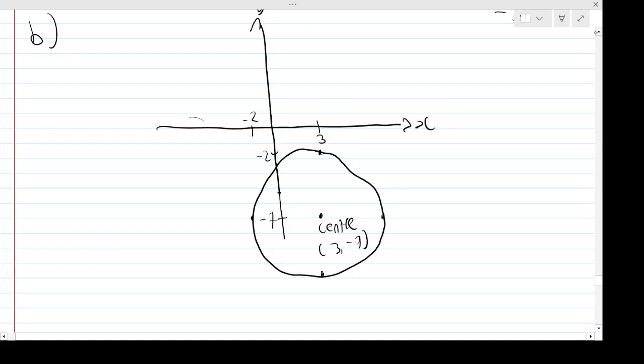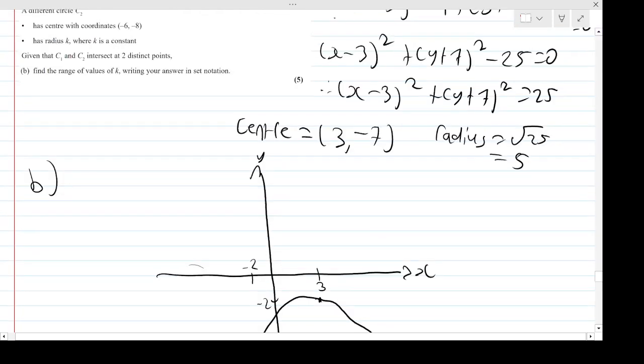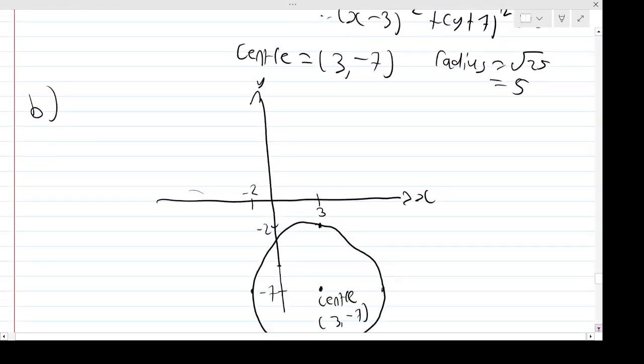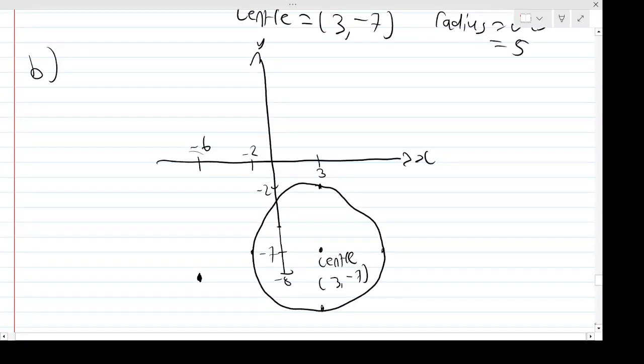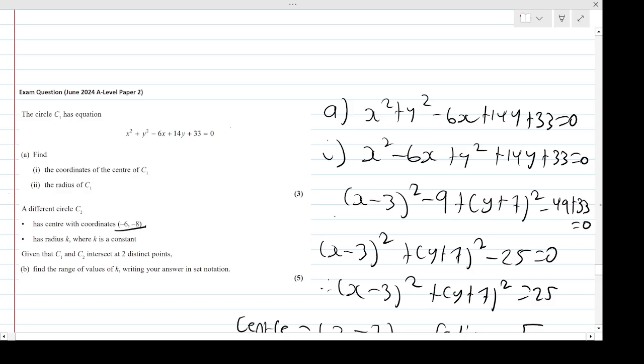Okay, cool. Now, this circle C2, we are given the centre is minus 6, minus 8. So minus 6 would be about there, and minus 8 would be there. So it would be there. That would be the centre in that case, okay? But we're not given a radius. It told us the radius is k, okay?